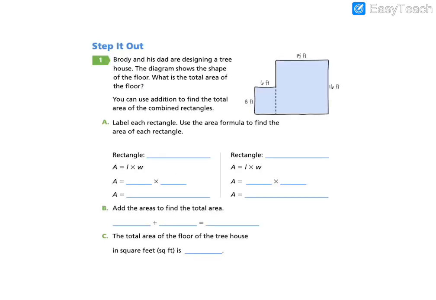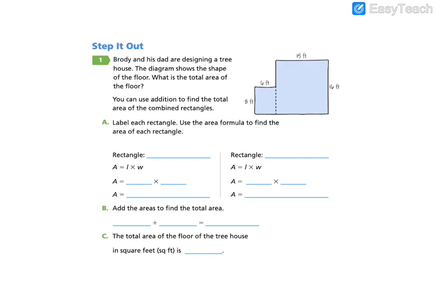All right, let's take a look at our first problem. Brody and his dad are designing a treehouse. The diagram shows the shape of the floor. What is the total area of the floor? You can use addition to find the total area of the combined rectangles. Label each rectangle and use the area formula to find the area of each rectangle.